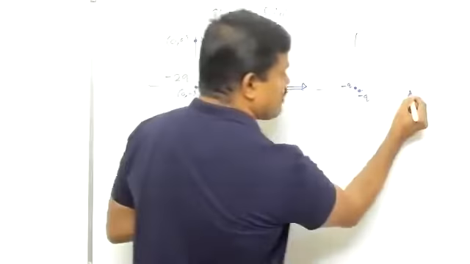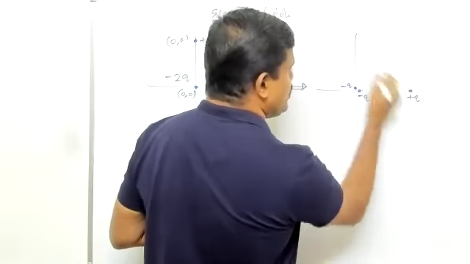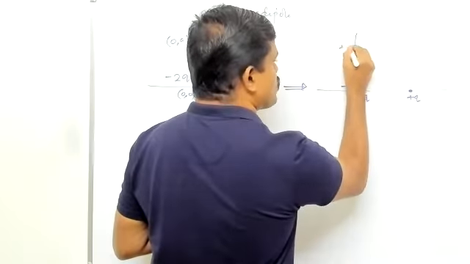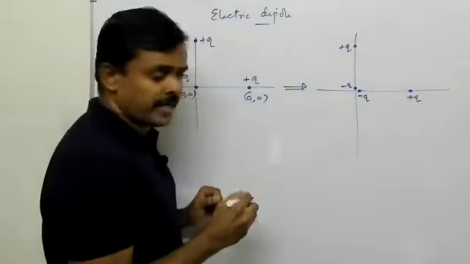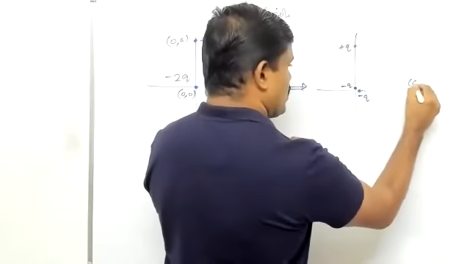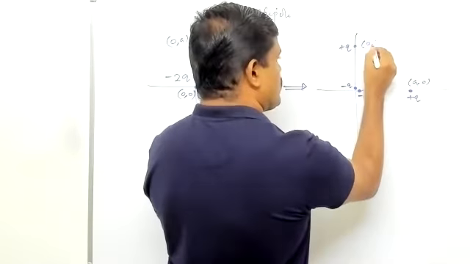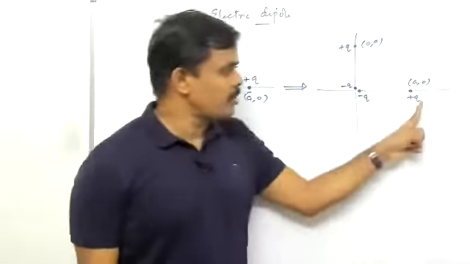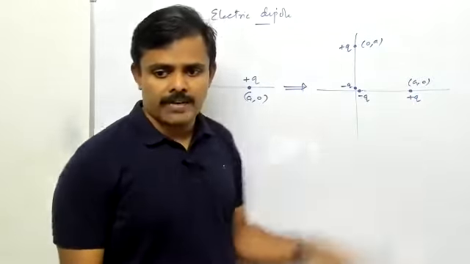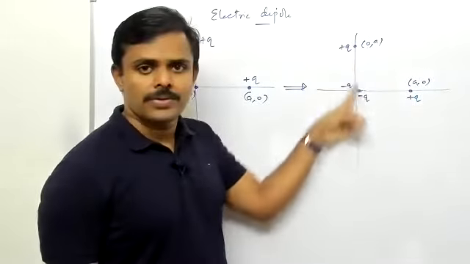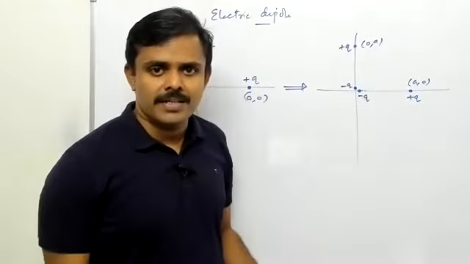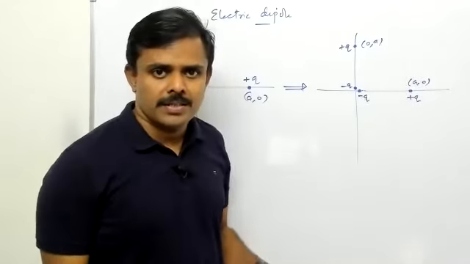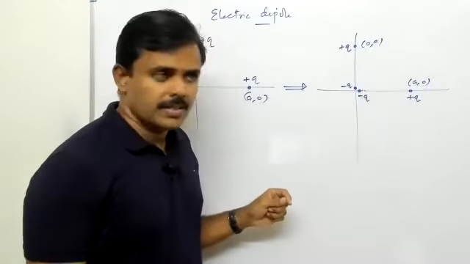Then I have a plus Q here, plus Q here, at which locations? This location is A, 0. This location is 0, A. Now I got 2 dipoles. Look at this, one dipole here, minus Q plus Q. I have one dipole here, minus Q plus Q. Okay, I can find the resultant. How do you find the resultant? I'll tell you how to find the resultant.